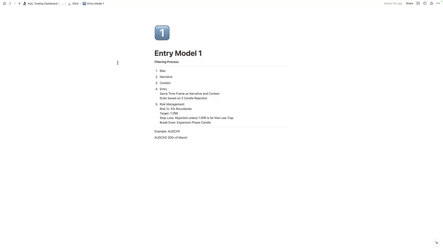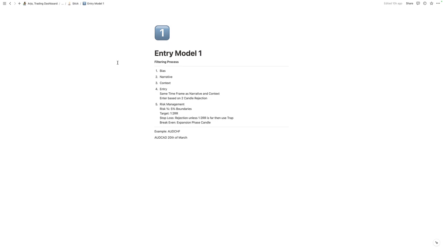Enter based on 2 candle rejection. Again, I'm assuming you already understand 2 candle rejection as well. 2 candle rejection: first candle rejects, second candle respects. The first candle does not reject and does not respect. Second candle goes through the previous candle low, or can also just simply set reject.